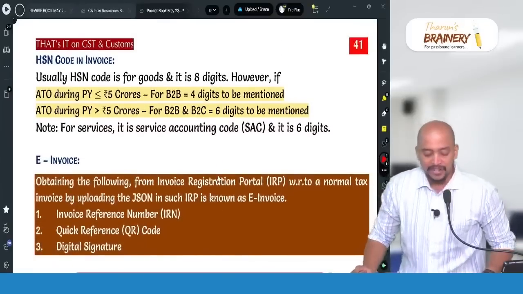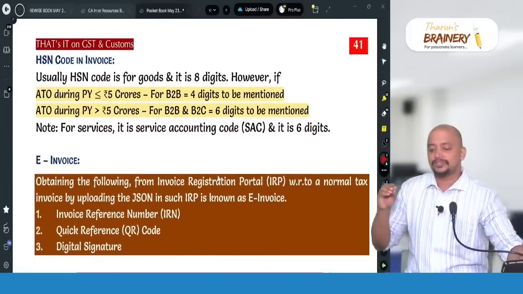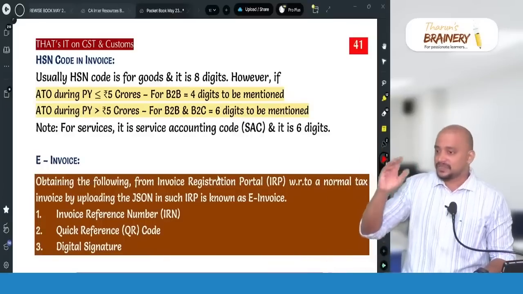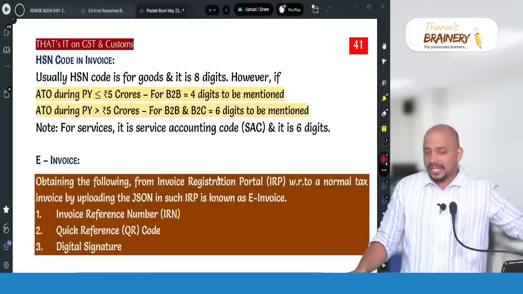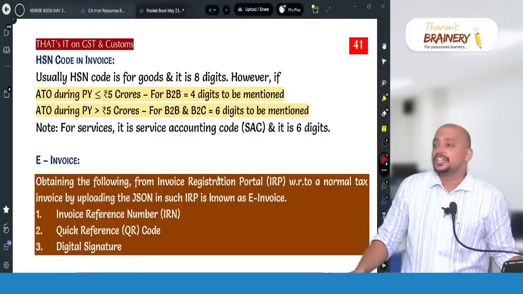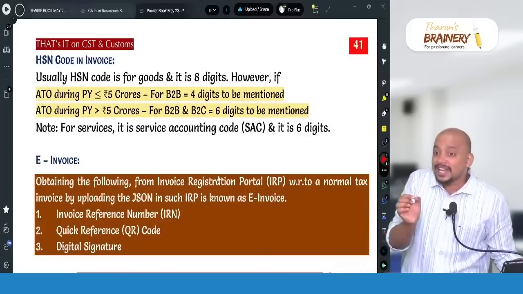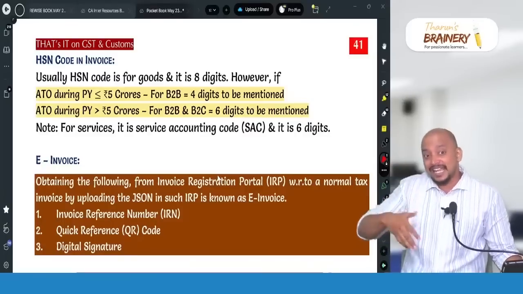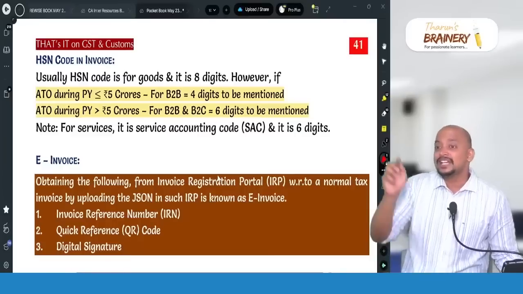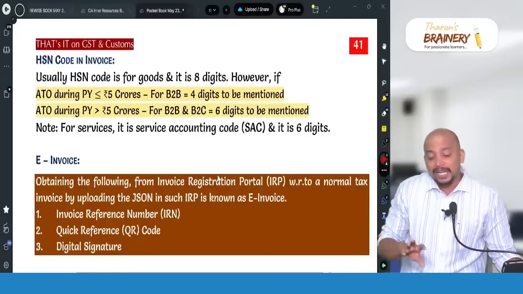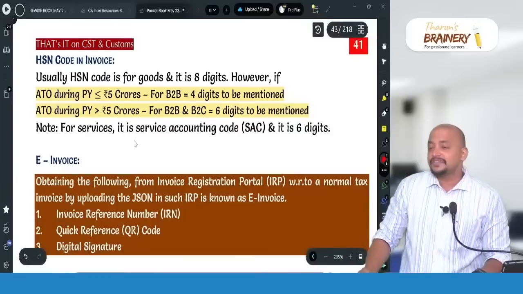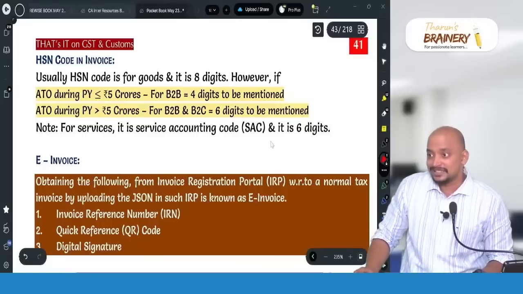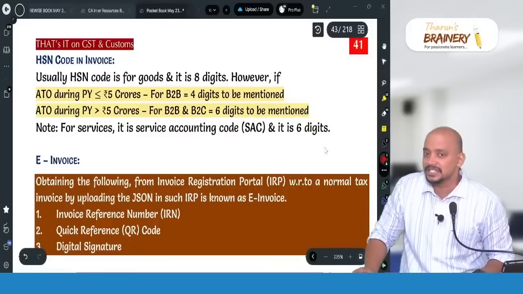HSN code in invoice. Usually in an invoice we need to mention this Harmonized System of Nomenclature code, which is an 8-digit code, but we need not enter the entire 8 digits. If aggregate turnover during the previous year does not exceed 5 crores, we need to enter 4 digits, that too only in case of B2B, not in case of B2C. If the aggregate turnover during the previous year exceeds 5 crores, then we need to enter 6 digits for both B2B as well as B2C. And for services, that code is called the service accounting code, and it will always be a 6-digit code, and there is no relaxation. Full 6 digits we need to enter.